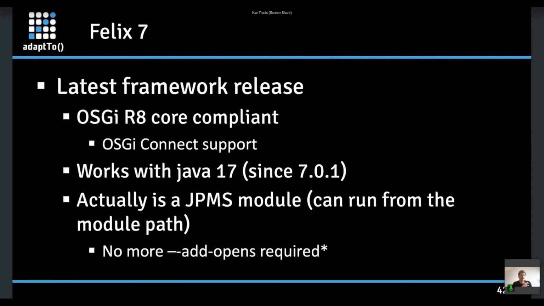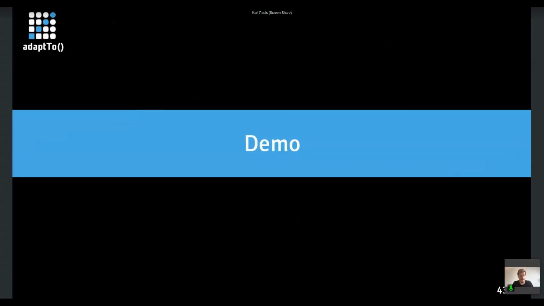And it is actually a JPMS module, so it can be run from the module path itself, which is interesting, right? Because you get a JPMS module on the module path that will provide the OSGi functionality to load bundles at runtime, which are then not modules, obviously. And then again, with Atomos, you can merge the two worlds together if you want to. And I'm going to show just that right now.